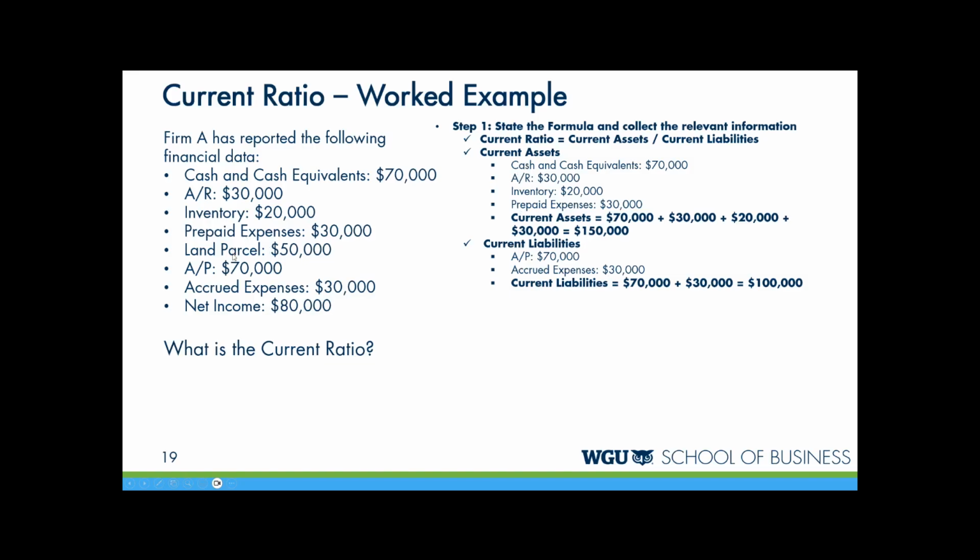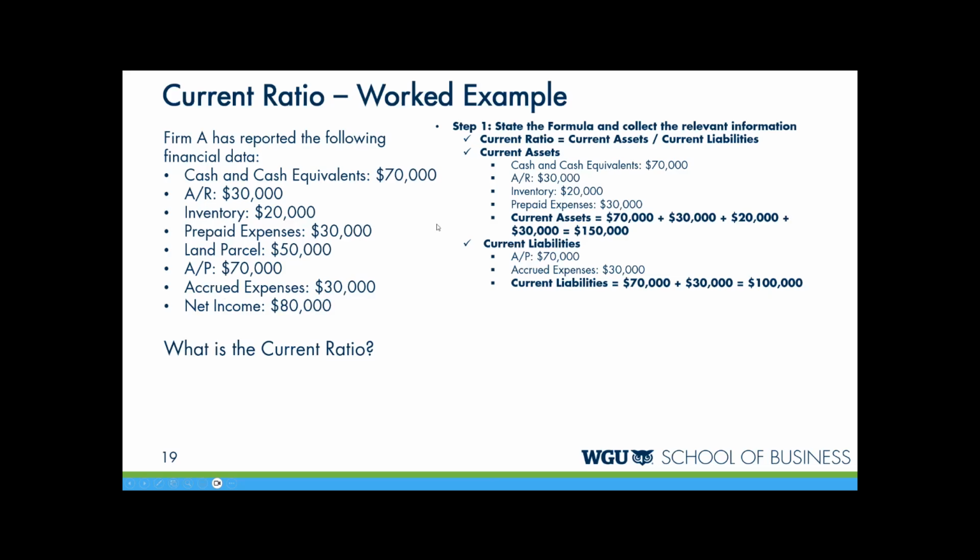Well, this land parcel, yeah, it's an asset, but it's not a current asset. It is a long-term asset. So it will not be included in the total for our current assets. And when we add up those values, we get $150,000. The next step is to tally up our current liabilities. So as we look at this list, the remaining items, well, accounts payable, that's a current liability, and accrued expenses.